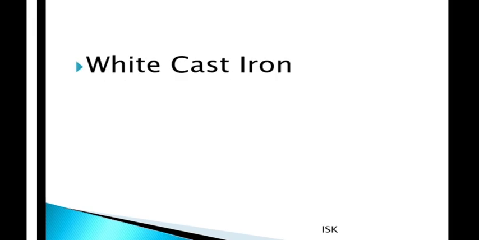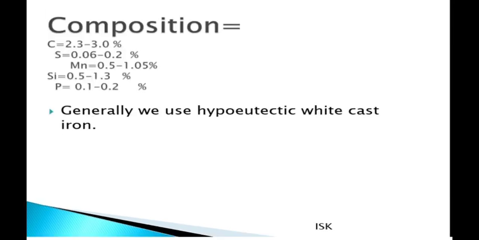Next, now we learn about white cast iron in detail. First, we learn the composition. Second, cooling of hypoeutectic, hypereutectic, and eutectic composition of the white cast iron, and microstructure applications, and we learn about the types of cementite and austenite. Let's start now.